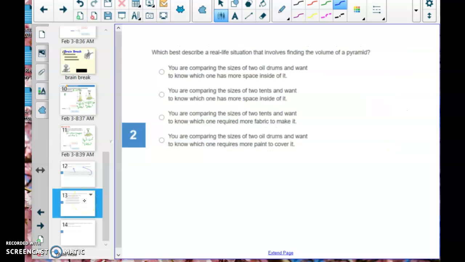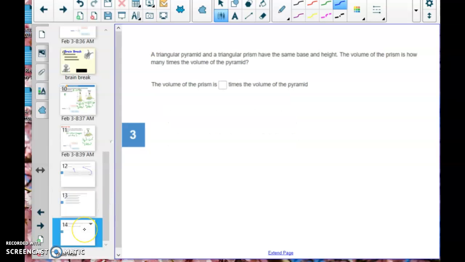Number 2 says, which describes a real-life situation that involves finding the volume of a pyramid? You're comparing the sizes of 2 oil drums and want to know which one has more space inside of it. You're comparing the sizes of 2 tents and want to know which one has more space inside of it. You're comparing the sizes of 2 tents and want to know which one requires more fabric to make. You're comparing the sizes of 2 oil drums and want to know which one requires more paint to cover it. It would actually be this one, where you're finding the volume of a pyramid, for question number 2.